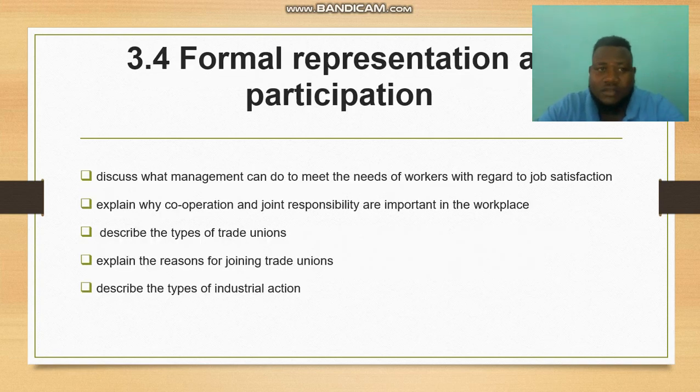And then the fourth topic, that is formal representation and participation. Firstly, you're expected to discuss what management can do to meet the needs of workers with regard to job satisfaction, and then explain why cooperation and joint responsibility are important in the workplace, and then describe the types of trade unions. We have different types of trade union, so you must be able to describe them, and then explain the reasons for joining trade unions.